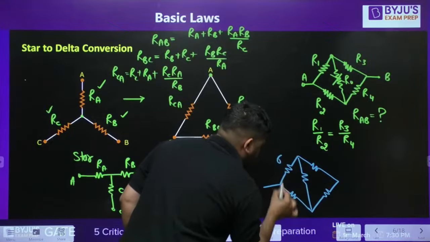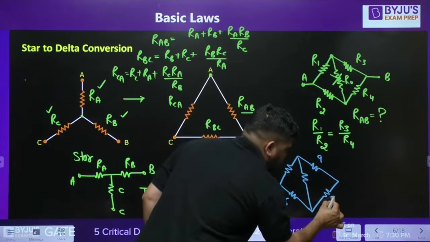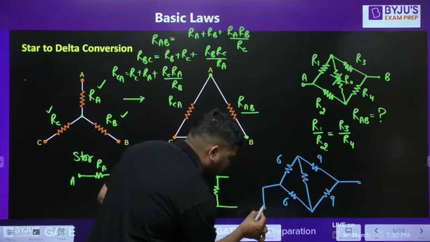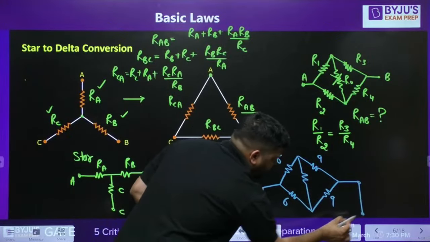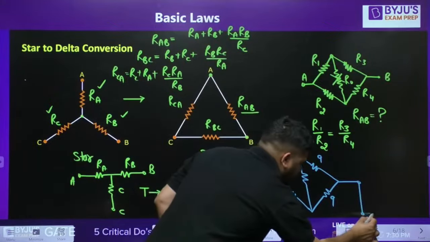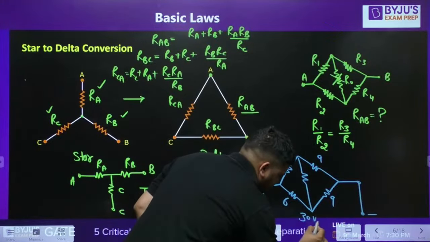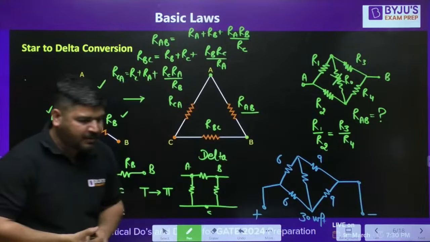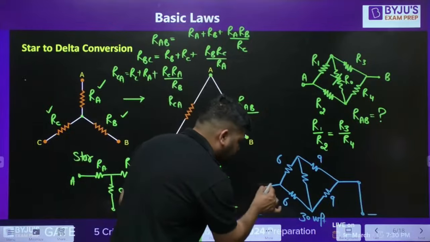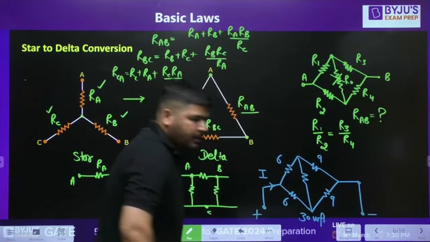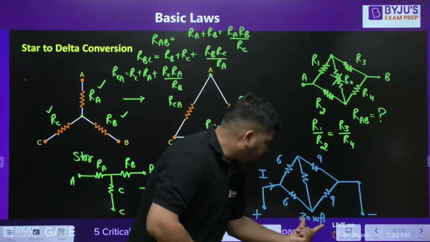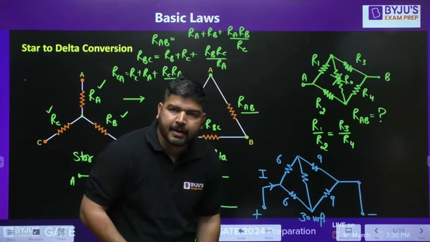Let's say this is 6 ohm, this is 6 ohm, this is 9 ohm, this is 9 ohm. In a balanced bridge, if you apply some voltage difference across these 2 points, let's say 20 volt or 30 volt, whatever, obviously the current will start flowing according to Ohm's law, because there is some equivalent resistance. So V upon R will be the resultant current.